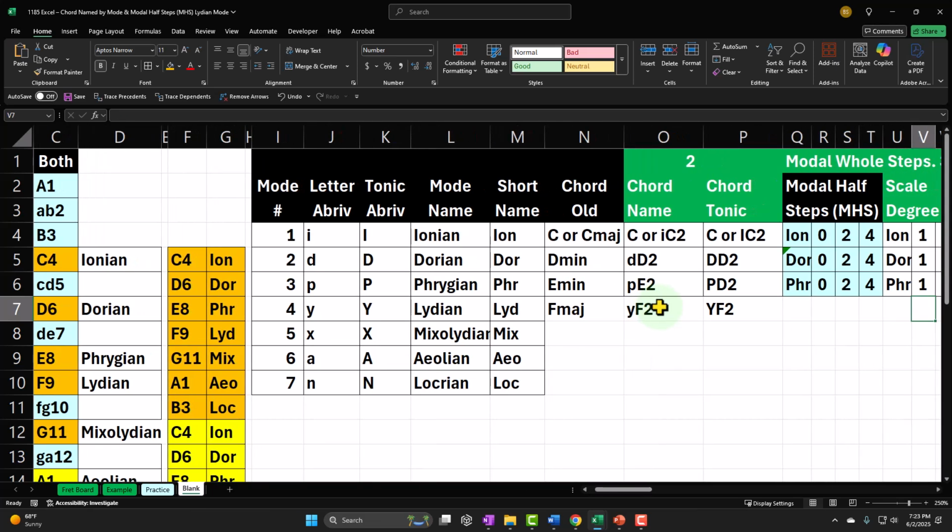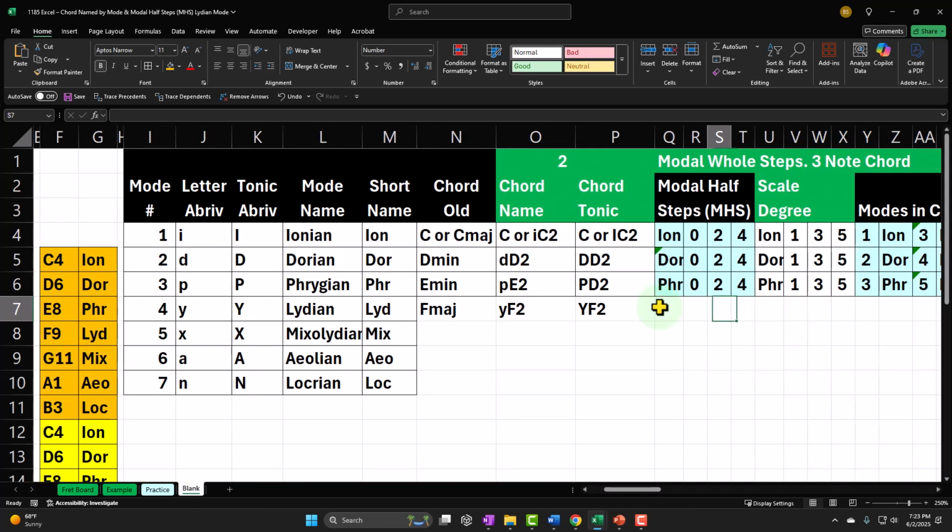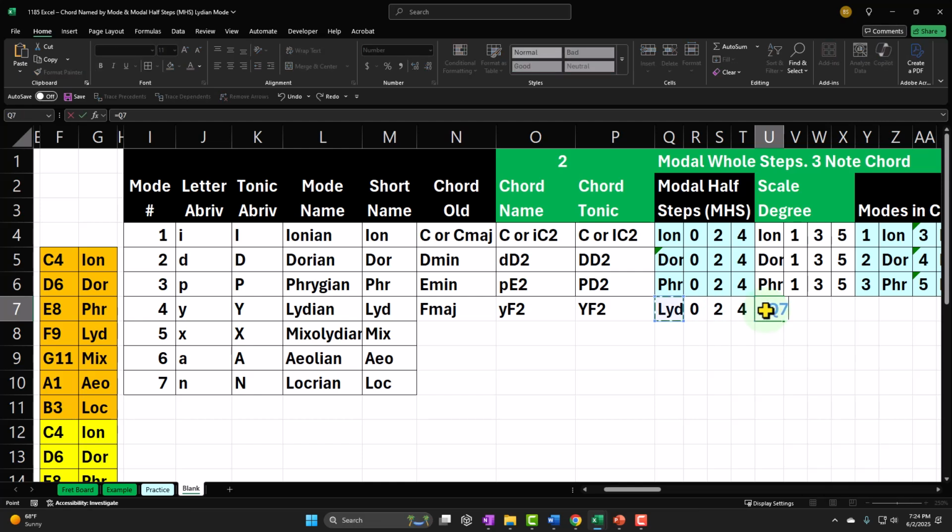Okay, well, how many modal half steps are we talking here? Well, we're going to say it starts at 0 or 4, that mode, and then it's going to go up by 2 and then up by another 2, which is up by 4 from the point of 0. What is that in scale degrees? The old system, the antiquated system. Well, that would mean the old system is all off by 1. So I'm going to say if this was the 1, let's say, then this would be 1 plus 2. And then this would be 1 plus 4, right?